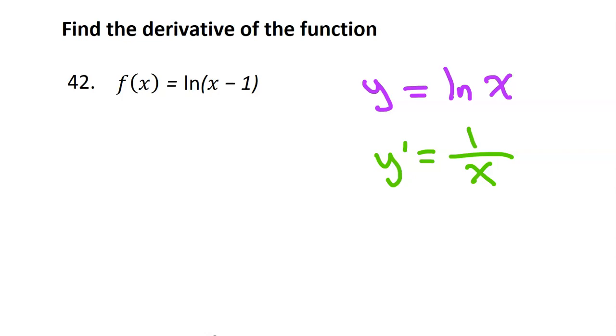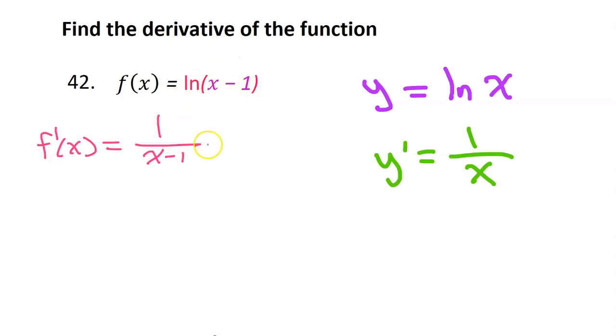Looking at problem number 42, I need you to see that we will need the chain rule. This is an outer function and an inner function. I'm going to colorize it a little bit to make it more obvious. So as you write the derivative f prime of x, you should be thinking we need to first take the derivative of the outer function. So if I write 1 over x minus 1, that's the derivative of the outer function.